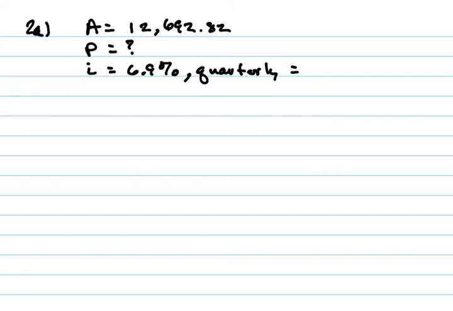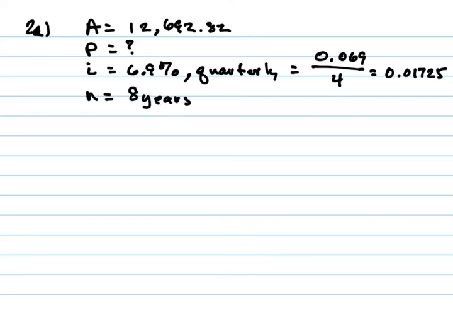So in order to find my I, I need to first convert that to a decimal, 0.069, and then divide it. If it's quarterly, I'm going to divide it by what, guys? 4. Okay? Which gives me 0.01725. Okay? And then finally, I need my N, and we're going to leave it in there for 8 years. But is it compounded annually? Nope, compounded quarterly, so that means I need to multiply my 8 years by what? So that gives me 32 periods. So my N is 32.